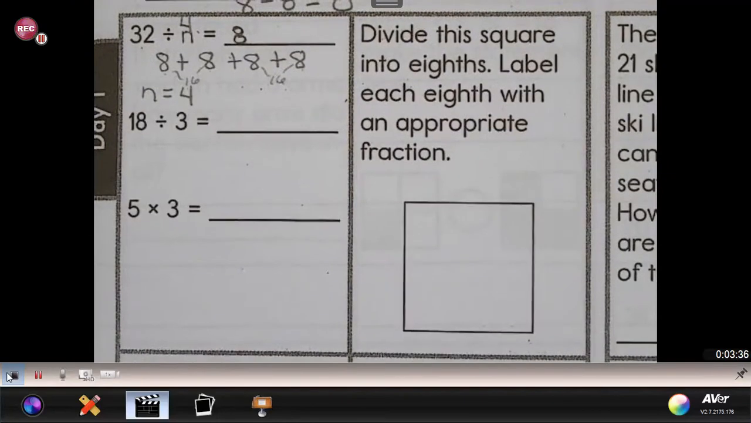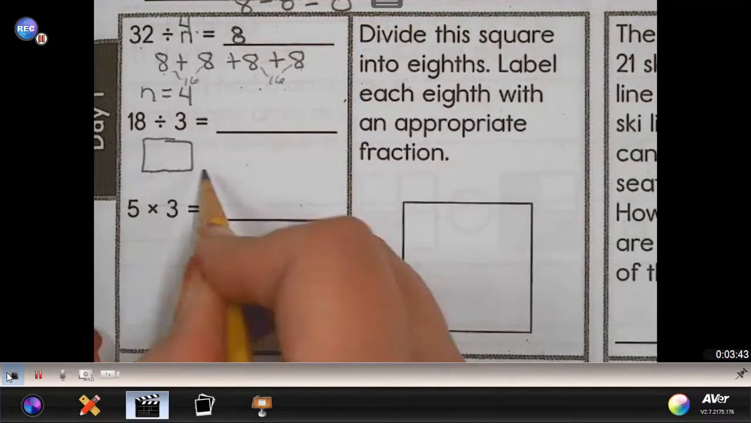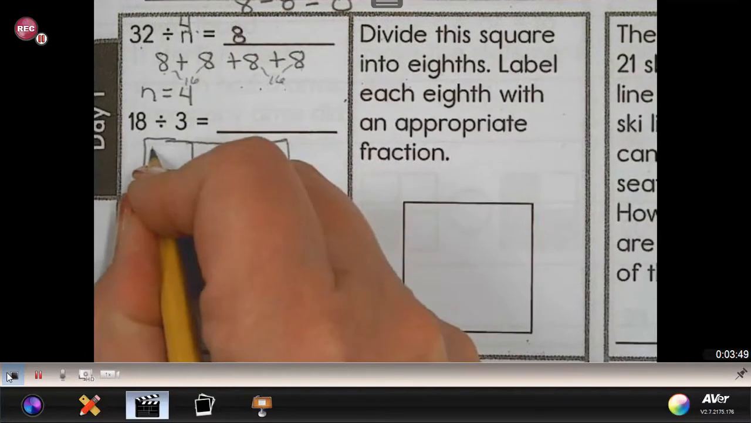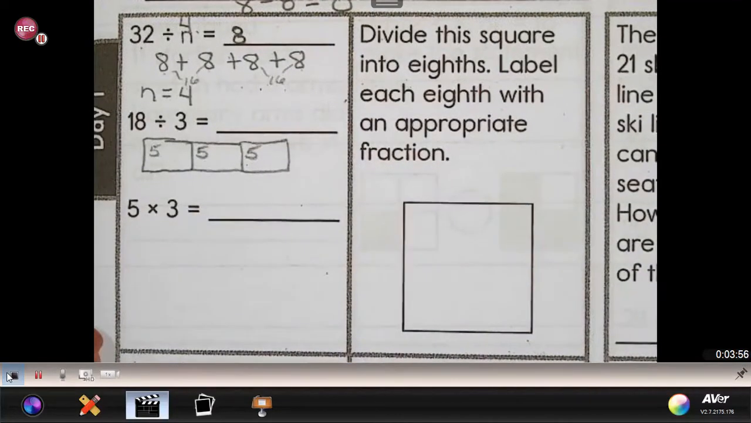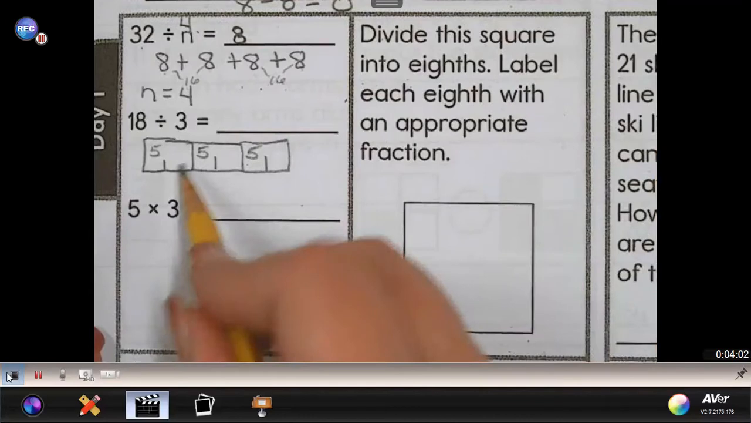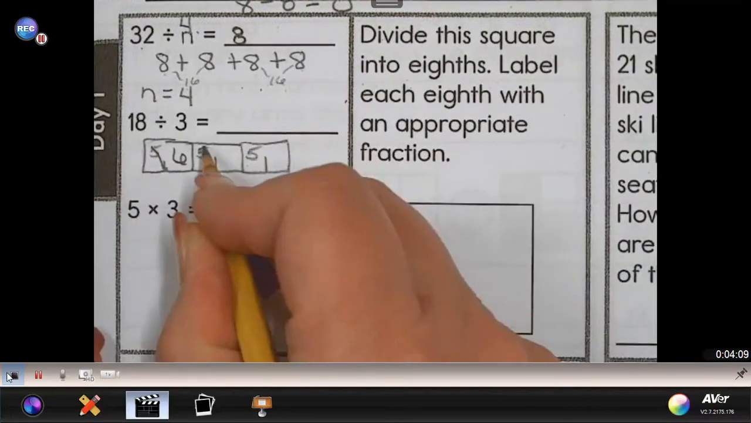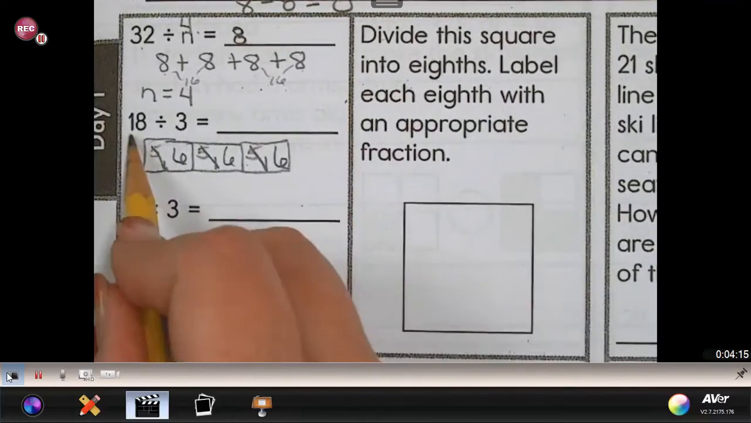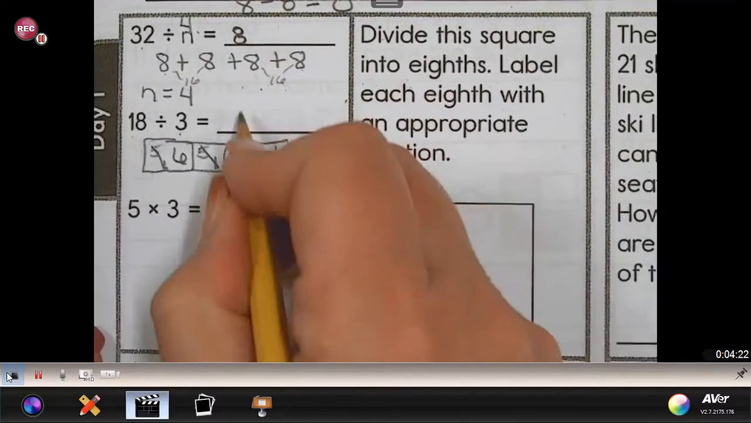Let's take a look at the next one, 18 divided by 3. How many is going to go in each group? Again, I like to start with 5s. 5, 10, 15, that works. Now I can go by 1s, 16, 17, 18. Well, when I take this 5 and add one more, that gives me 6 total. So each group has 6. So 18 broken up into 3 equal groups will give me 6 in each group.